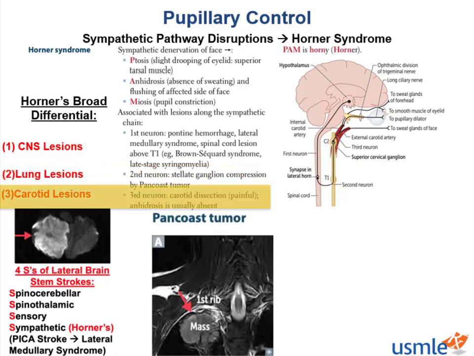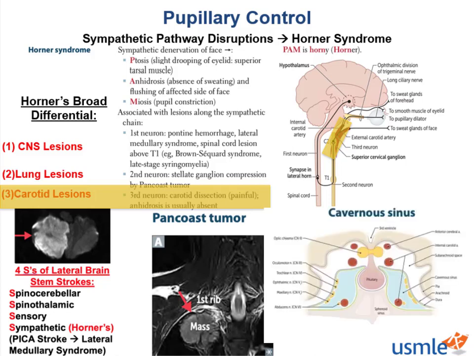Lastly, following the course of the third neuron, it can be damaged due to carotid artery lesions. The highest yield association is a cavernous sinus syndrome. The cavernous sinus is a collection of venous sinuses that has cranial nerves and the internal carotid artery passing through it. Specifically, the carotid artery is wrapped like a fishnet with sympathetic nerve fibers traveling along it. So lesions to the cavernous sinus on one side can result in a Horner syndrome. Please keep this broad differential of CNS, lung, and carotid lesions in mind on test day as causes of a Horner syndrome.